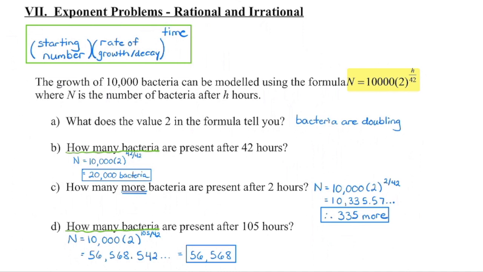And then in the last one, we want to know how many bacteria are present after 105 hours. So we can substitute 105 in the place of that H. We can enter that in your calculator. So again, 10,000 times 2 to the power of, bracket, 105 divided by 42, close the bracket. We get another irrational answer. And even though this is a 5, I didn't round up just because that last little bacterium is still being formed. So I just kept it as 56,568 whole bacteria we would expect to have.